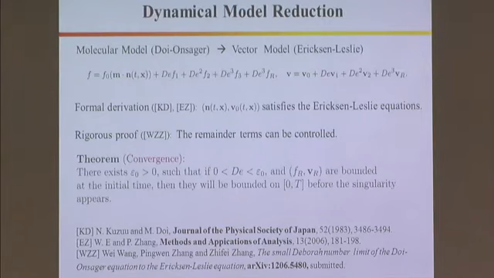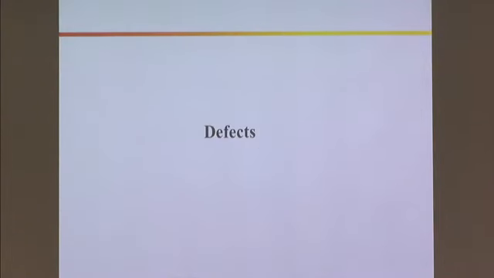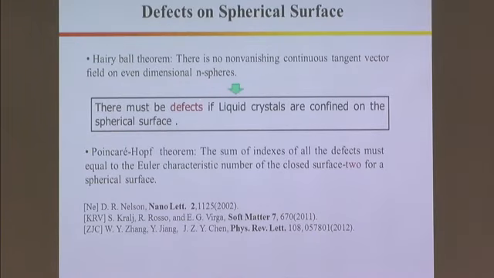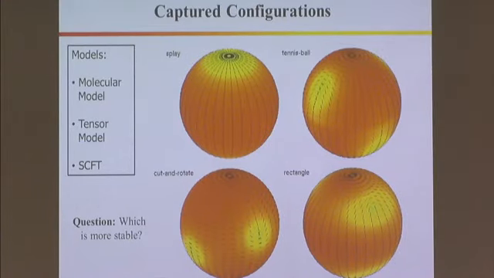This is analysis. I also work on defects. Actually, you have the hairy ball theorem, which means there must be defects if the liquid crystals are confined on a spherical surface. A lot of papers go this way. So what am I interested in? First is the model. You can use the molecular model, the tensor model, and the self-consistent field theory model. Okay, so my question is about the split, tennis ball, and cut-and-rotate rectangle patterns.